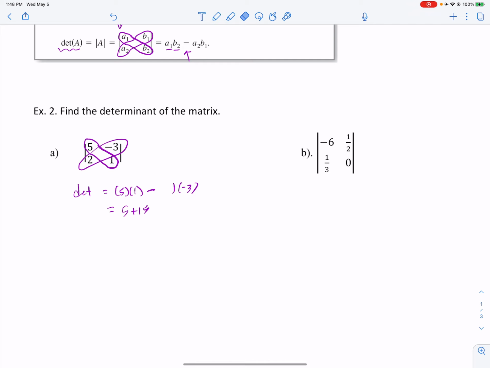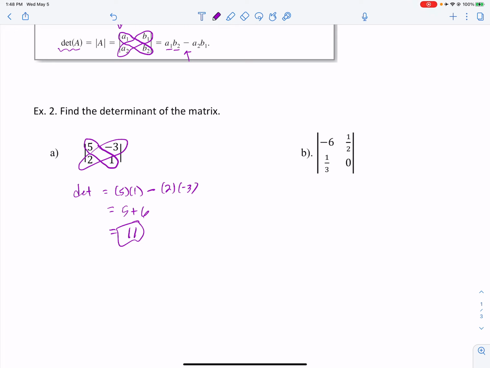Oh, I wrote down 5, and that's supposed to be a 2, sorry. So 5 times 1, and then 2 times a -3 is going to be a positive 6. And our value of our determinant is 11.